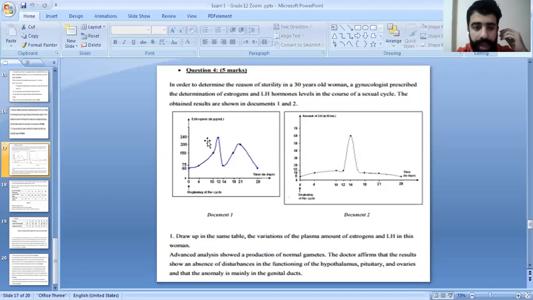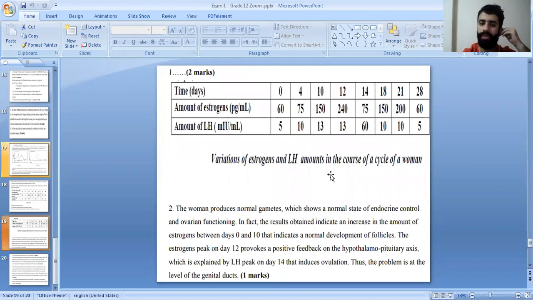So here, we say that as the days move, for example, from 0 to 10, the amount of estrogen increases from 60 to 240. And that of LH, moving from 0 to 10, increases from 5 to about 13. So here, you have to say that the woman produces normal gametes. This is the affirmation of the doctor. We show that we have a normal state of endocrine and ovarian function.